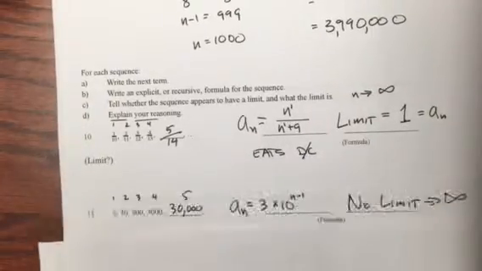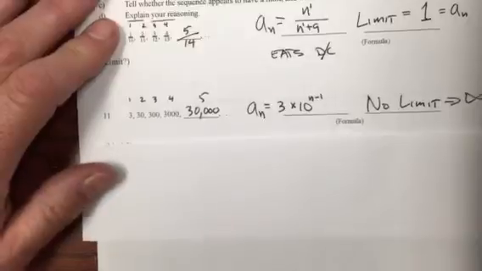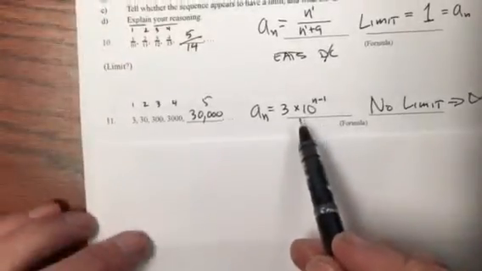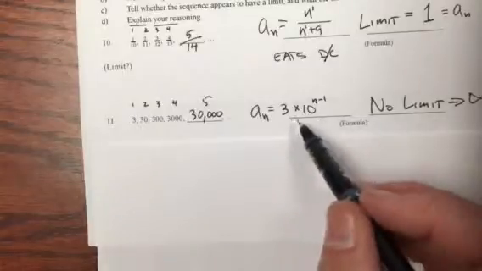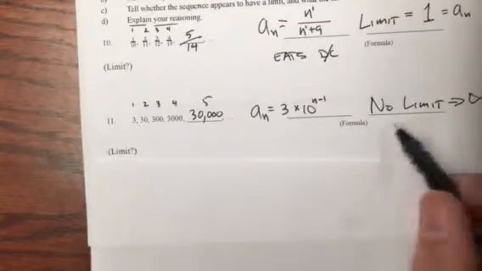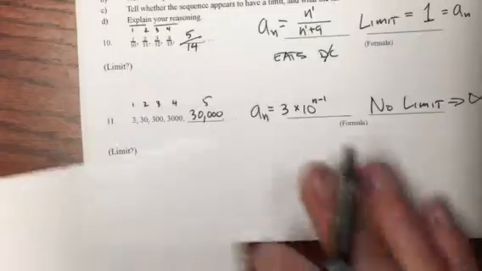There you go. This next one, it's going up by 10. You're multiplying by 10 each time. I just have to make sure that I write that in the style that we do for a geometric sequence. So this one has no limit. It's going to infinity. All right?